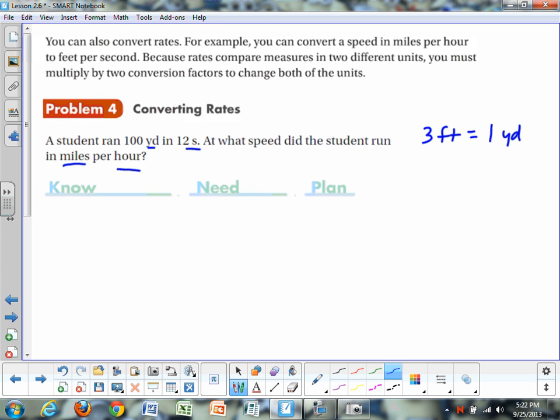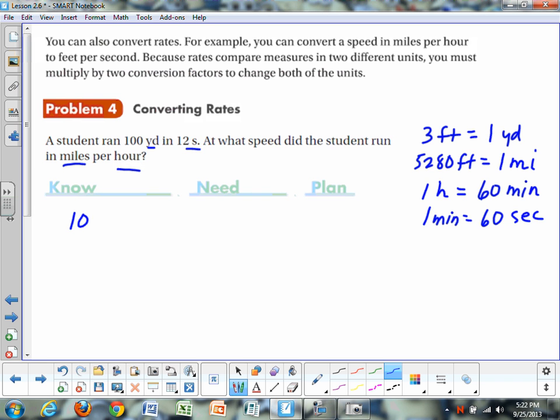We know that 5,280 feet equals 1 mile. And we know that 1 hour is equal to 60 minutes, and that 1 minute is equal to 60 seconds. Now, I'm going to write those as ratios depending on how I want to cancel out the units I have. And remember, each of these is equal to 1.